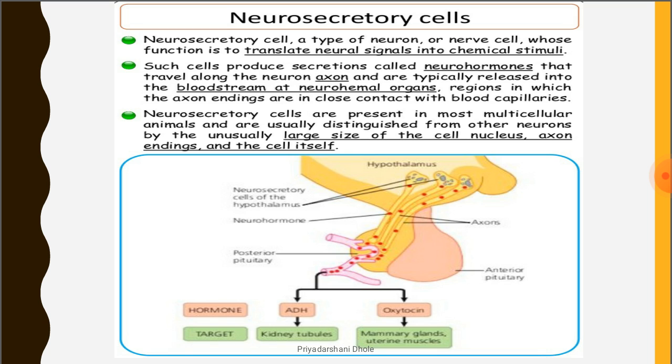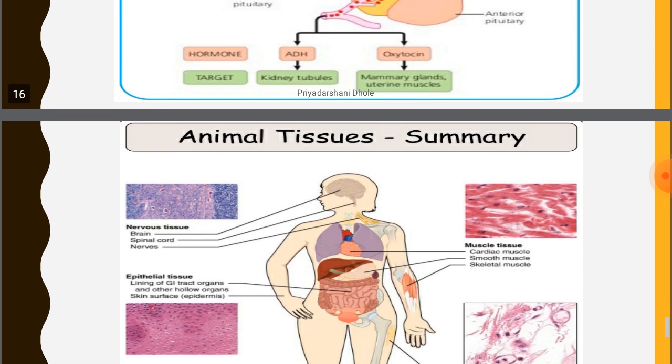Now you can see in this diagram, this is the endocrine gland, which is the pituitary, where there is formation of two different hormones, which are ADH and oxytocin. ADH, what is the target? Kidney tubules, and then oxytocin, whose target is the mammary gland and uterine muscle in case of female.